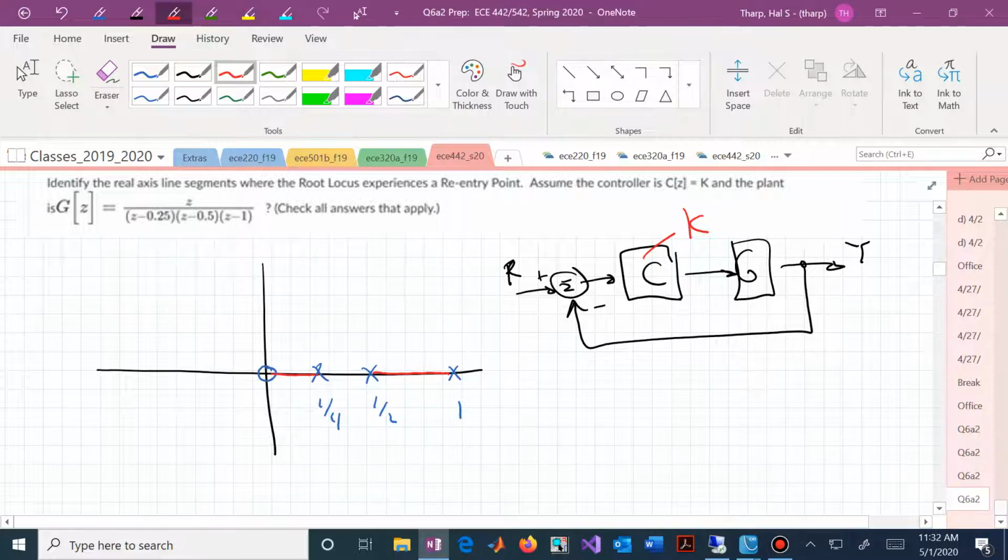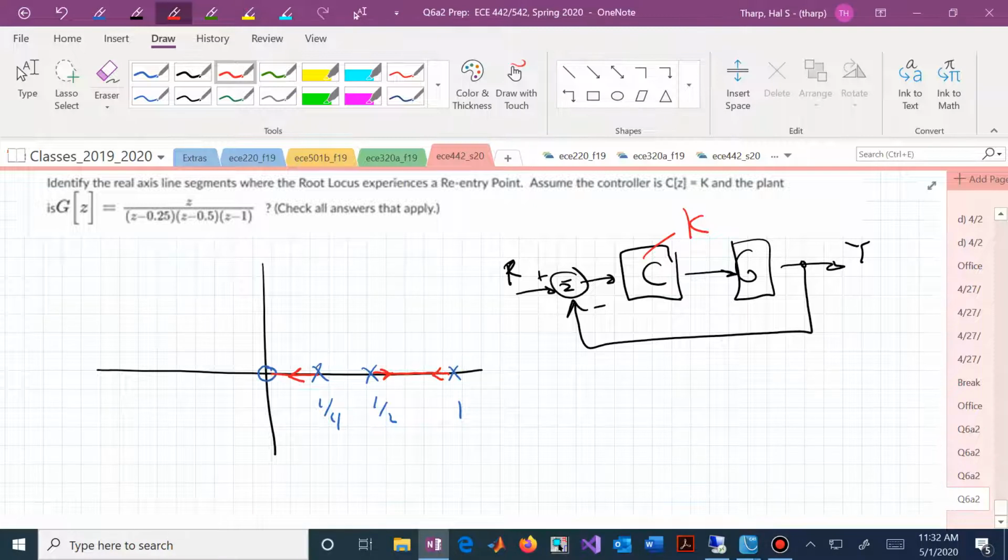And now those are the line segments where our root locus lives. But we know that we start on poles, so we in fact have 2 branches between 1/2 and 1 of our root locus. We have 3 total branches of our root locus. Here's our 3rd branch, and that's staying between 1/4 and the origin.